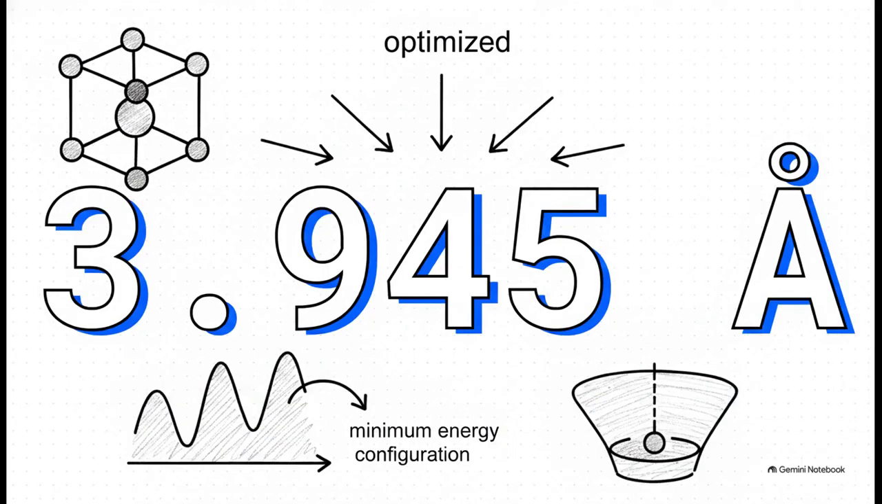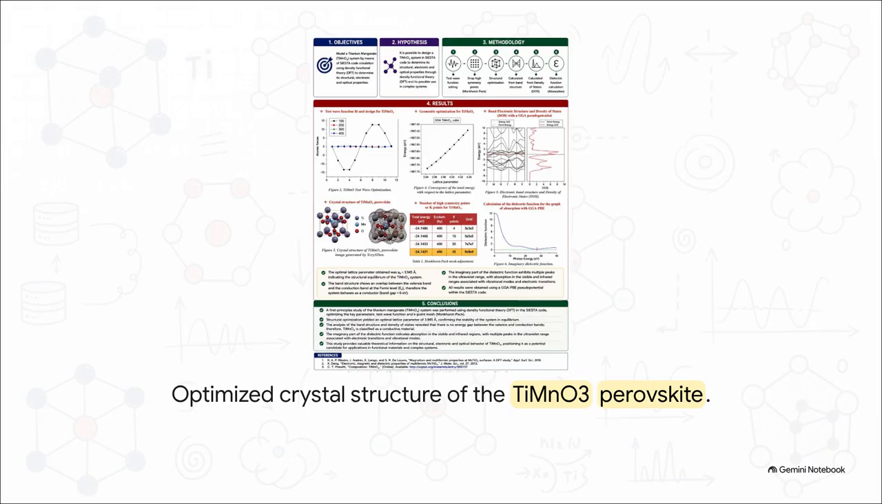The crucial anchor for this entire study is the optimized equilibrium lattice parameter, which we pinned down to exactly 3.945 angstroms. To put that into perspective, this specific value is huge because it represents the most energetically stable, absolute minimum energy configuration of the TiMnO3 system. Achieving this structural equilibrium was our necessary first step. Think of this precise geometric architecture as the absolute foundation. It literally dictates the behavior for all of our subsequent electronic and optical calculations.